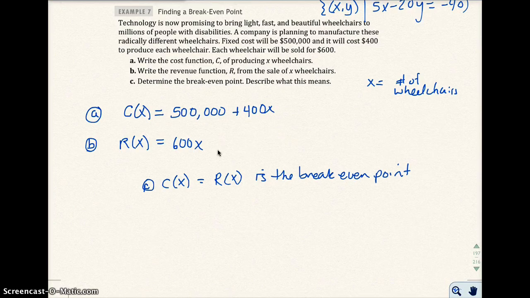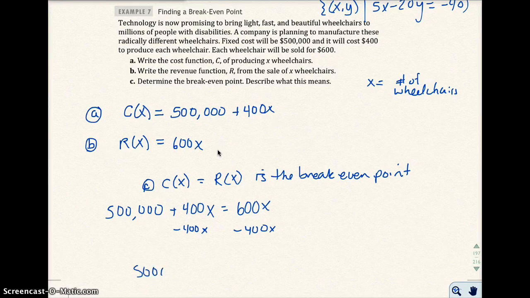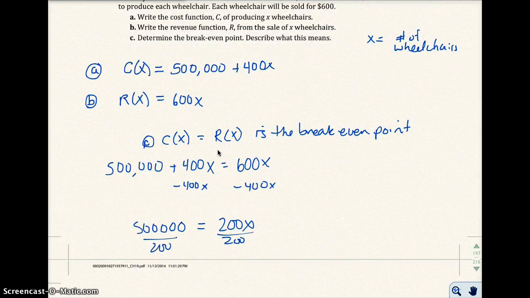Okay, so you have 500,000 plus 400x equals 600x. Let's go ahead and solve for x. We'll subtract 400x from both sides. So I get 500,000 equals 200x. And if I divide both sides by 200, I get 2,500. So x equals 2,500.